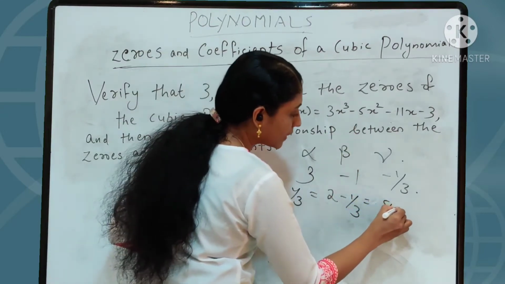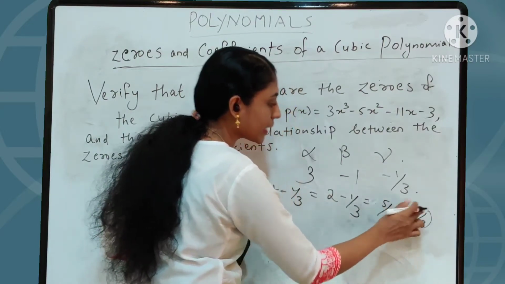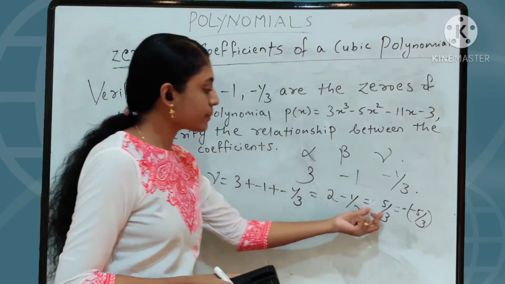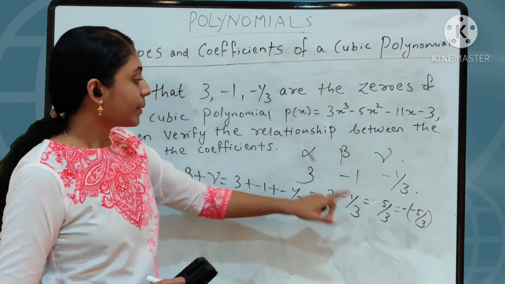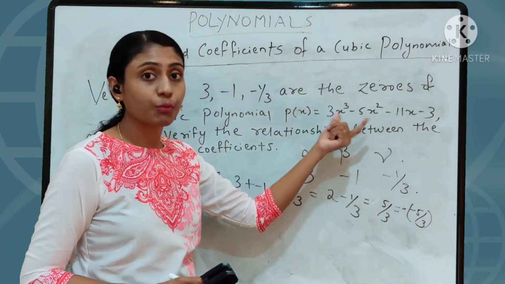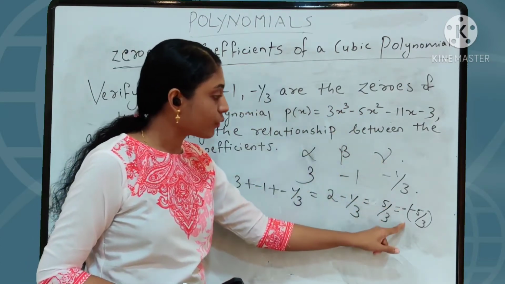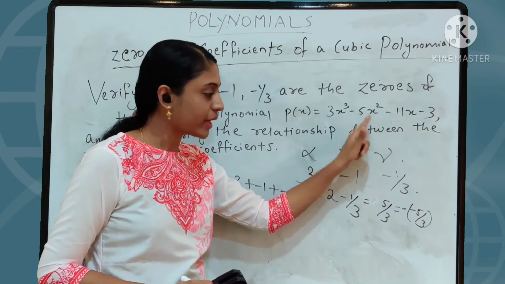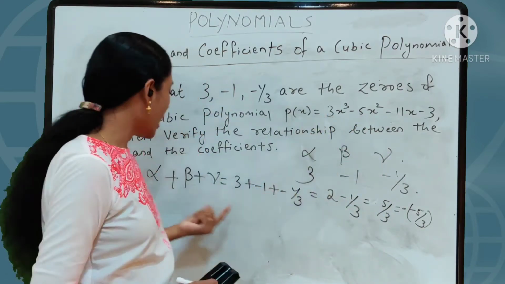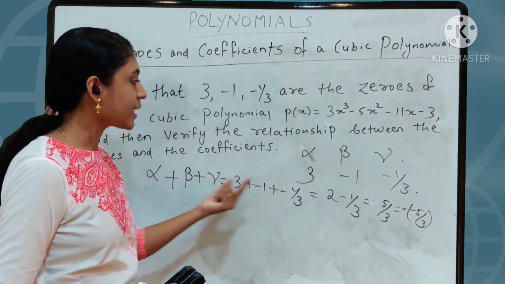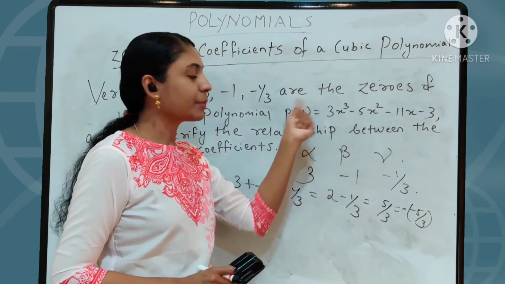So this 5 by 3 can be written as minus of minus 5 by 3, right? Minus minus means plus. So this plus 5 by 3 can be written as negative of minus 5 by 3. Why? Because we want to get the form we studied in our formula, that is negative of coefficient of x square divided by coefficient of x cube. So alpha plus beta plus gamma is nothing but negative of coefficient of x square divided by coefficient of x cube.